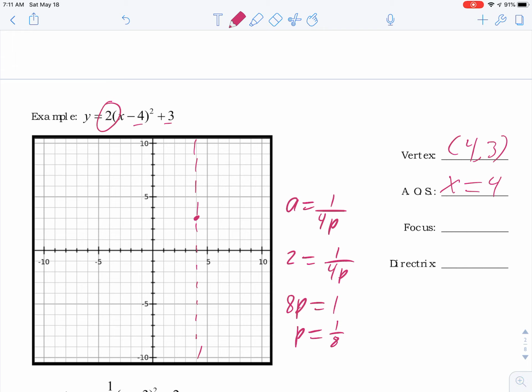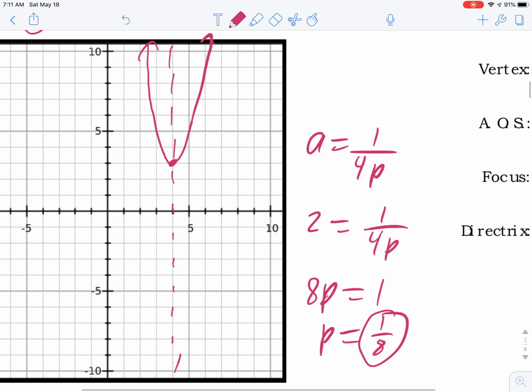I know this graph is going to open up because it's a positive leading coefficient, because that A is positive. And so the focus is going to be 1/8 above the vertex. I'm actually going to back up a step and just sketch what this graph is going to look like. We know this is going to be a parabola that's kind of skinny, doing something like that. So the focus, I'm going to zoom in a little bit here, is going to be 1/8 above the vertex. So that's going to be, let me change color so we can see it a little better, right about there.